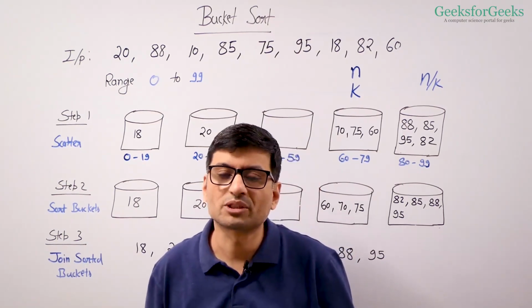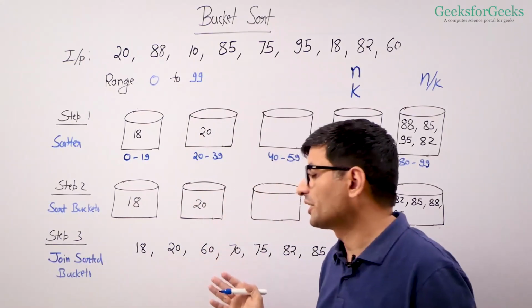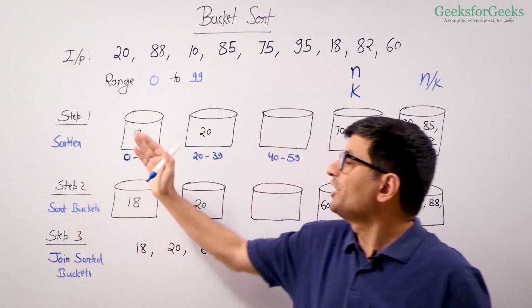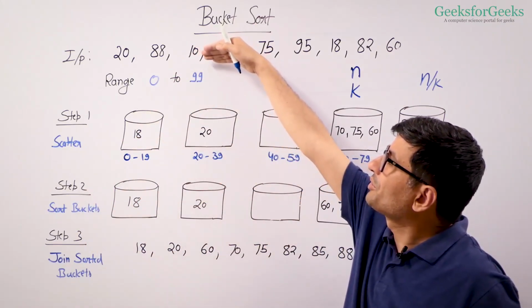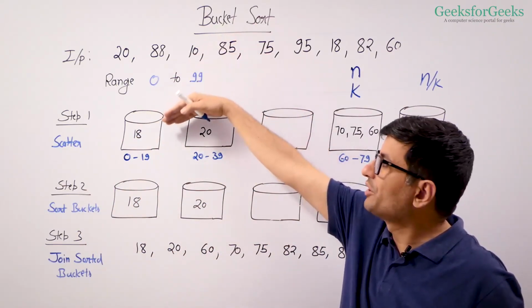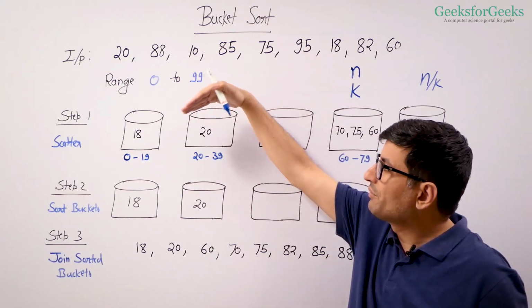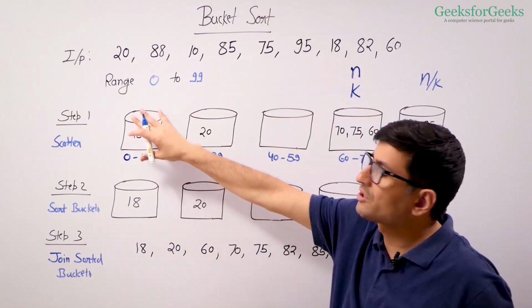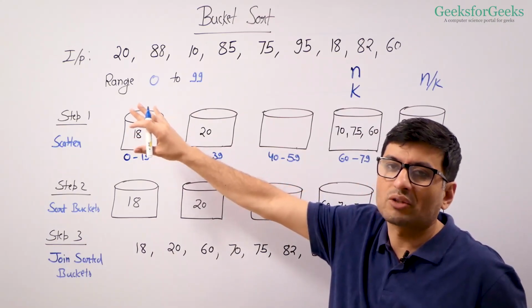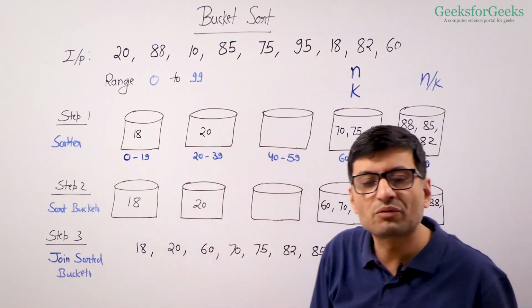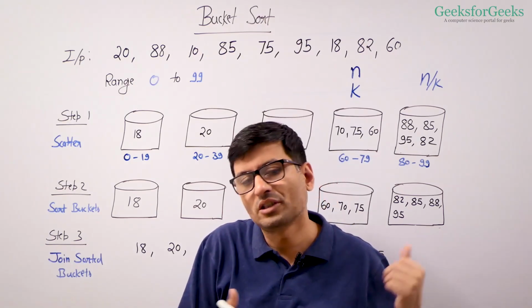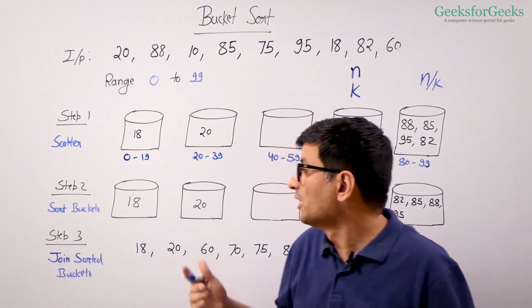And the final step is to simply join these individual buckets. So joining is going to take linear time. So we took linear time to distribute these elements into individual buckets. Then we took linear time to sort all the buckets, assuming that sorting individual buckets takes a constant amount of time because we have uniform distribution and we have number of buckets proportional to the input number of elements.